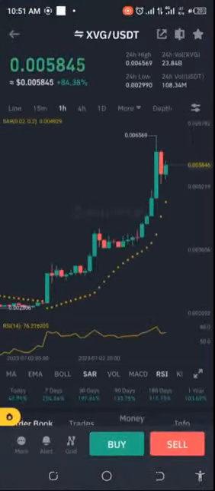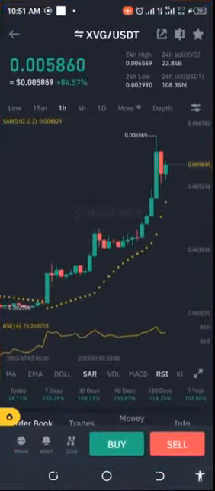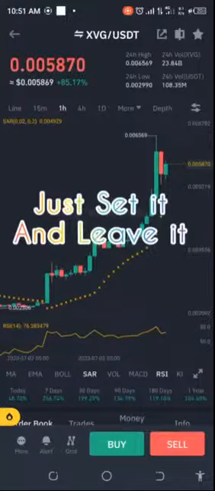Now you can see what happened. This executed a couple of hours ago while I was sleeping. Like I tell you, I love it when I make money while I'm sleeping. Yeah, that's the beauty of trading. Just set it and leave it and go to sleep.